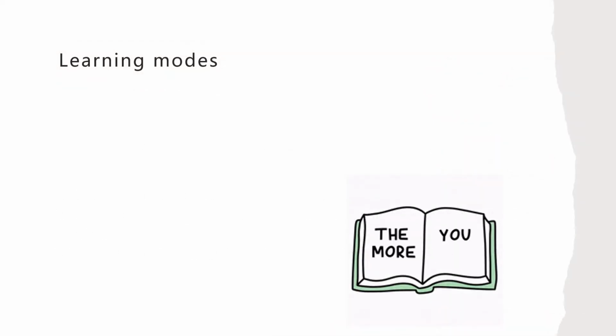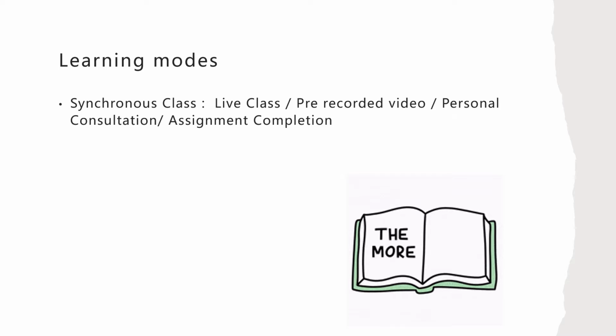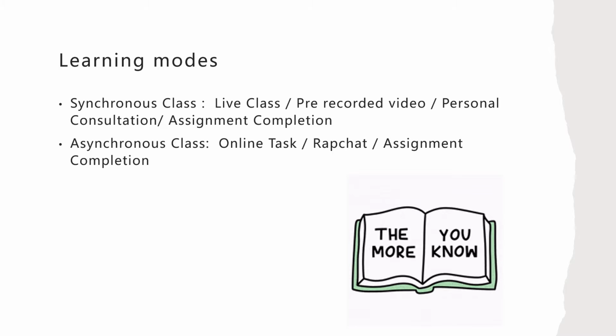Okay, the learning mode that I'm going to use for this course. First we have synchronous class, or in the timetable they put SY and C sync. Usually in synchronous class I will do a live class, or maybe pre-recorded like this, or maybe some sort of personal consultation, and it's actually the time for you to complete your assignment. For asynchronous class, basically it's homework. I will give you an online task, or maybe it's a time for you to complete a rap chat, our language project, and again it is a time for you to complete assignments given by the lecturer.